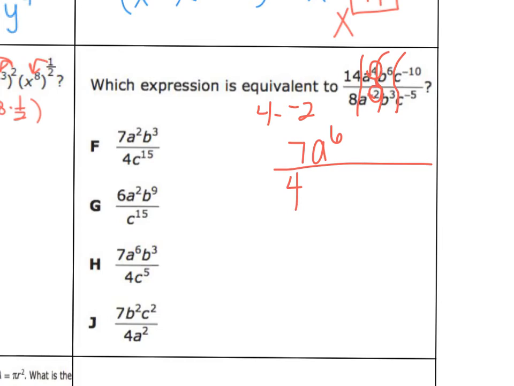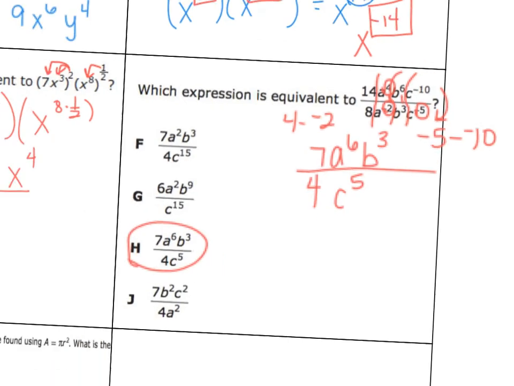If you're not sure, you can always plug that into the calculator. The next one is 6 minus 3, so that's b to the 3rd. And then the last one, this number is larger, negative 5, so I would do negative 5 minus negative 10, and I would bring that exponent down to the bottom with the larger one, so that's c to the 5th power, giving us answer choice H.